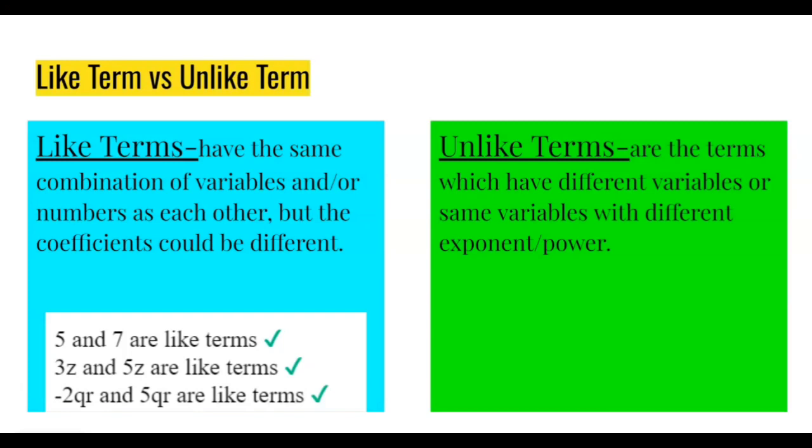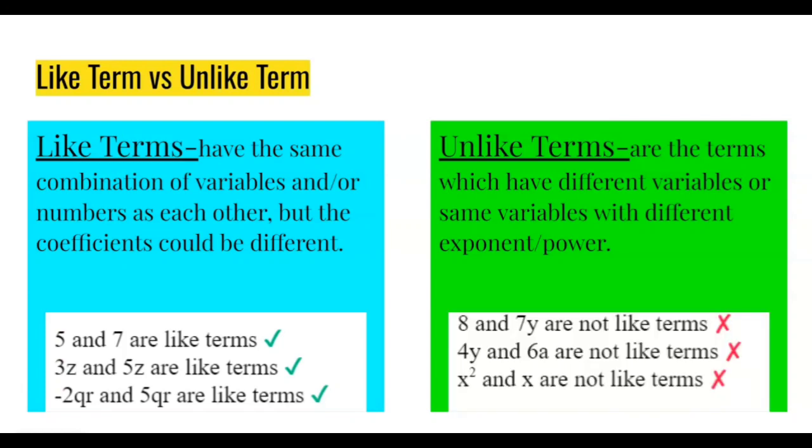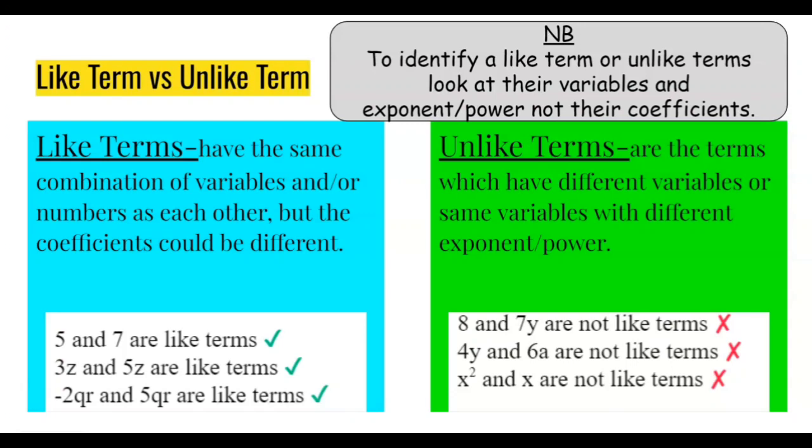But what are unlike terms? Unlike terms would be the opposite. There are terms which have different variables or the same variables with different exponents or powers. So if we have 8 and 7y, we have a constant and a combination of variable and coefficient, so these are unlike. Same thing here where we have 4y and 6a, where we have y and we have a. So these are unlike terms. And if we have x squared and x, recall that x squared means x times x, and x simply means x times 1. So these would be unlike terms. It's important to note that to identify like terms or unlike terms, we look at the variables and the exponents or powers or indices, but we do not look at the coefficients. The coefficient doesn't matter when we are talking about like and unlike terms.